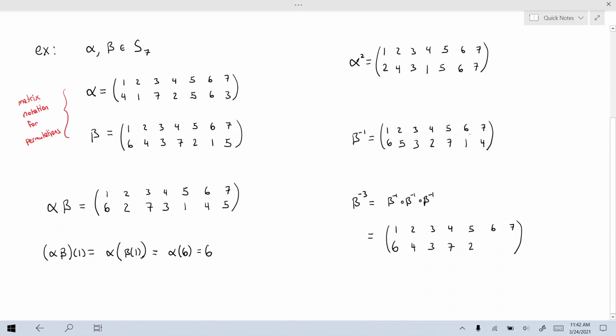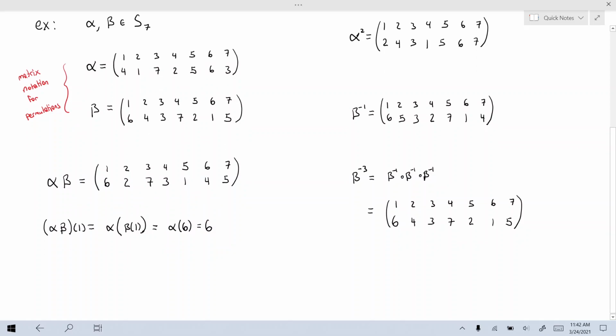Next, the first beta inverse takes 6 to 1, the second one takes 1 to 6, and the third one will take the 6 back to a 1. And then finally, 7 would map to 4, 4 would map to 2, and 2 would map to 5. Okay?